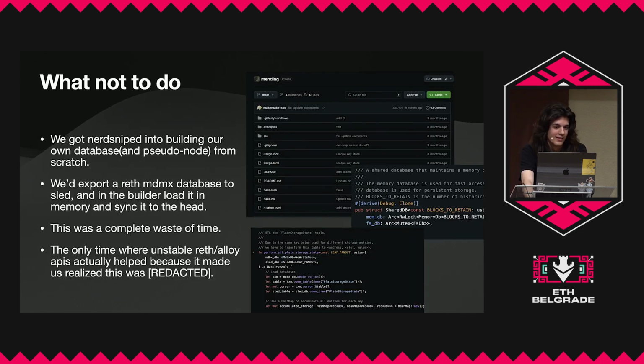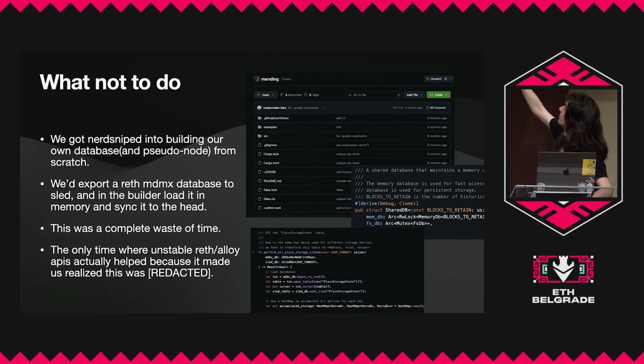Early on, we got nerd-sniped into building our own database, and what would essentially be a blockchain client from scratch. How it worked is we were performing an ETL pipeline from Reth's MDBX database to Sled. And why we did this, I'm not quite sure. But some block builders had this approach, so we said okay, let's see what happens. Reth then very quickly updated their database schema. It broke our pipeline completely, and we very quickly realized why it was a bad idea.